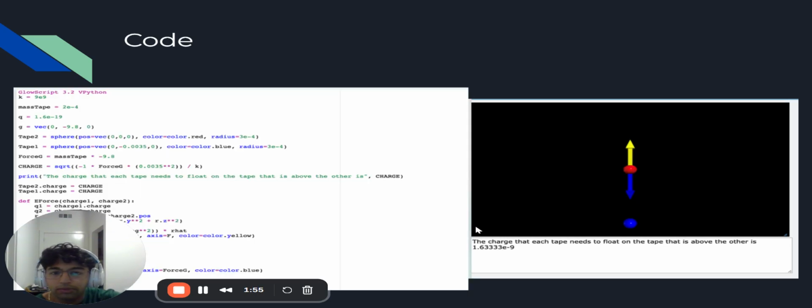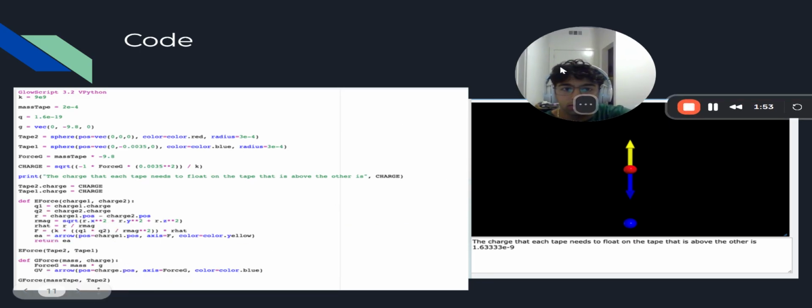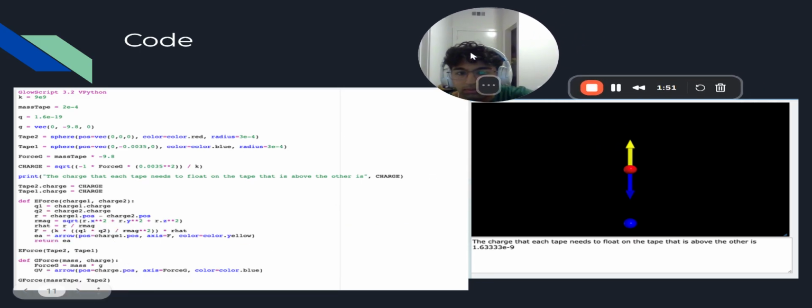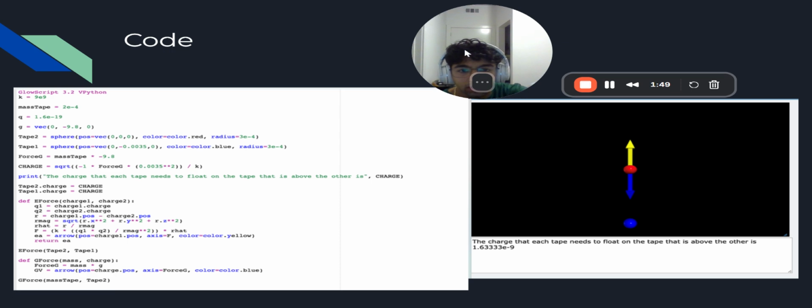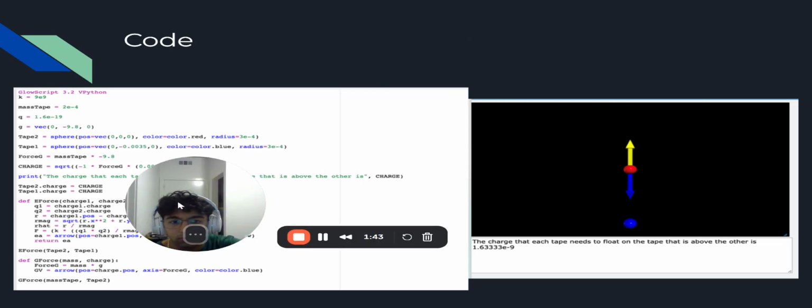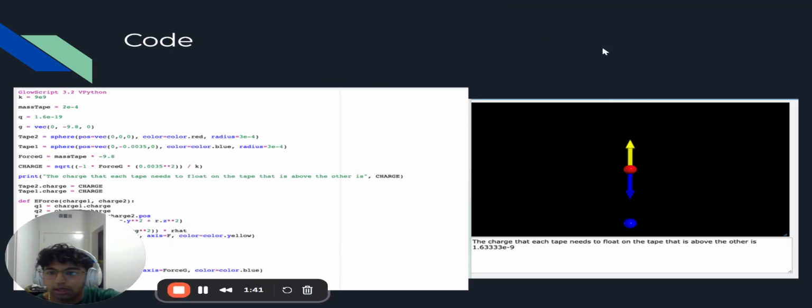Here were some of the pictures that we used from our lab. As you can see, the left side is when we stuck the tape together, and the right side is when we put it on the table. Here was some of our code from the digital portion of the lab. As you can see, it did work, and it showed the charge that was needed to flow on the tape that is above the other, which is 1.63 times 10 to the 9.